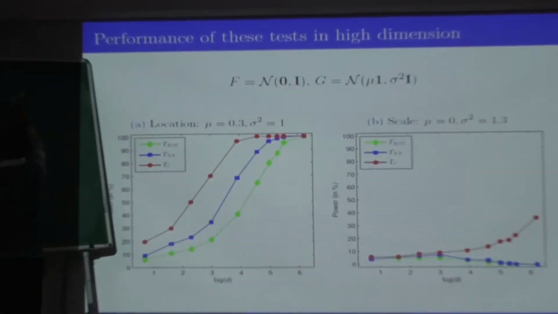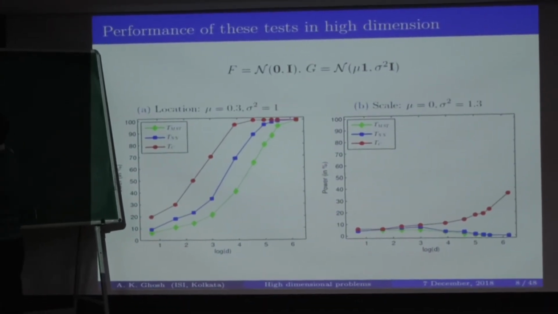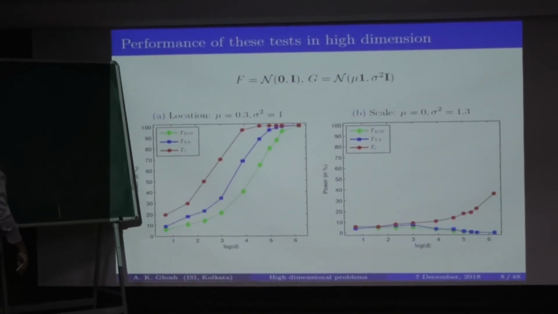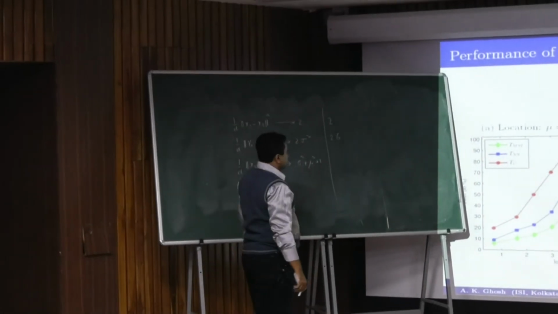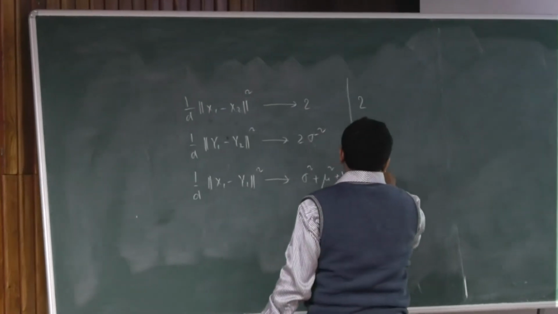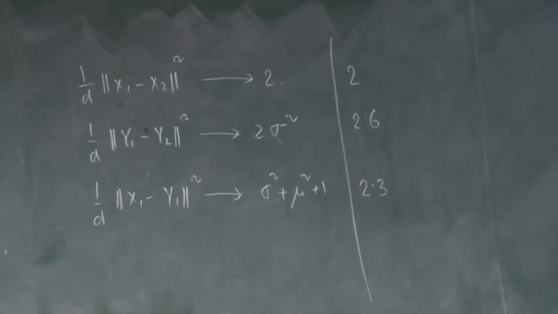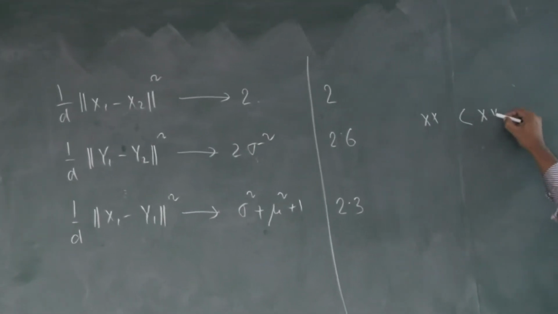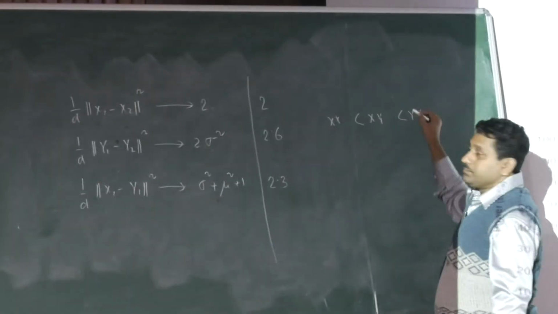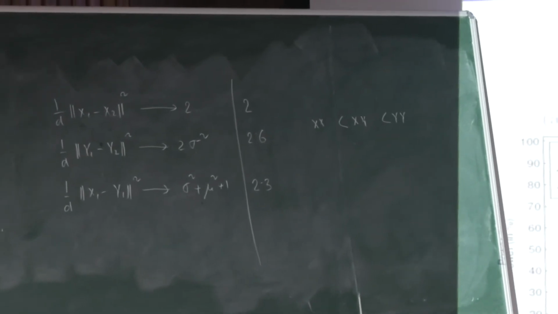What is happening out there now? Just look at the value here. It will still remain 2. What about this one? Sigma square is 1.3. So this will be 2.6. What about this? Sigma square plus mu square plus 1 will be 2.3. Now the ordering gets changed. Now the xx distance is the smallest, then comes the xy distance, and then comes the yy distance. Okay, so this is here.